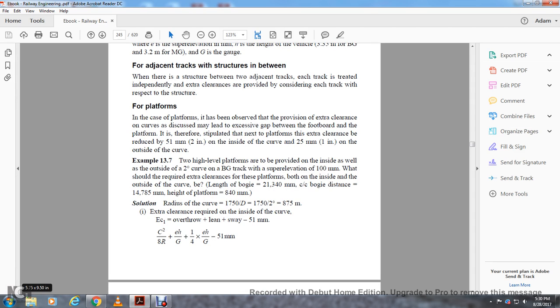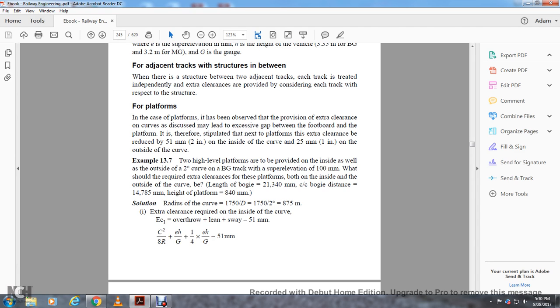Example: two high-level platforms are provided on the inside as well as the outside of a 2 degree curve of a broad gauge track with a super elevation of 100 millimeters. Determine the extra clearance required for these platforms, both on the inside and the outside of the curve. Length of the bogie is 21,340 millimeters. The center-to-center bogie distance is 14,785 millimeters. The height of the platform is 840 millimeters. Radius of the curve is 1750 divided by the degree, equals 1750 divided by 2, which is 875 meters.